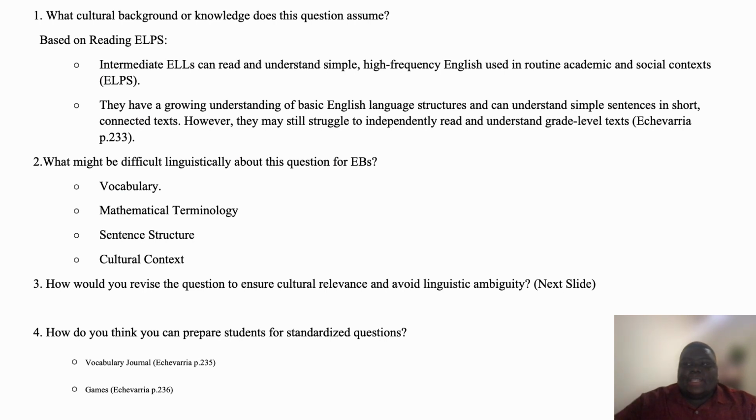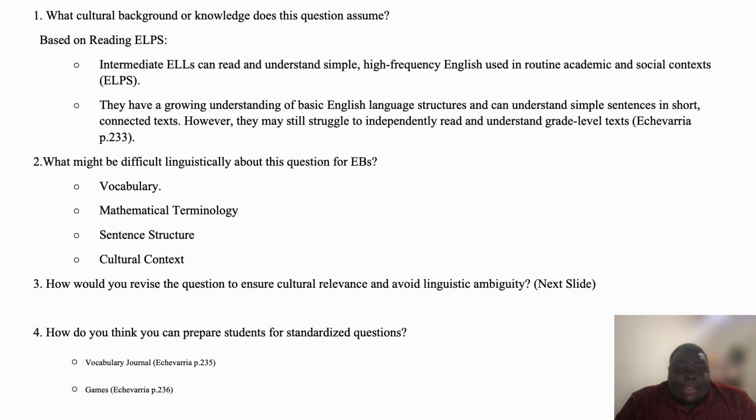So, to get into the meat of this, the first question is asking, what cultural backgrounds or knowledge does this question assume? Taking it from the reading portion of the ELPS, I believe this question falls under intermediate level, and it says that intermediate ELs can read and understand simple, high-frequency English used in routine academic and social contexts. And so I believe you need at least an intermediate understanding of the English language to answer this question correctly.